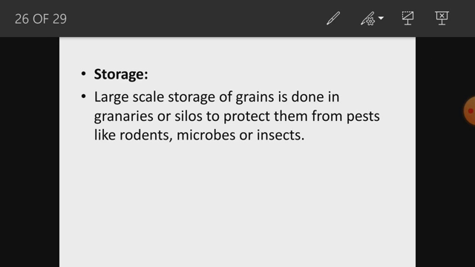So, grains are first dried in the sun and then packed in gunny bags or metallic bins to be stored in godowns. Large-scale storage of grain is done in granaries or silos to protect them from pests. Pesticides are also sprayed beforehand to avoid the pest attack.